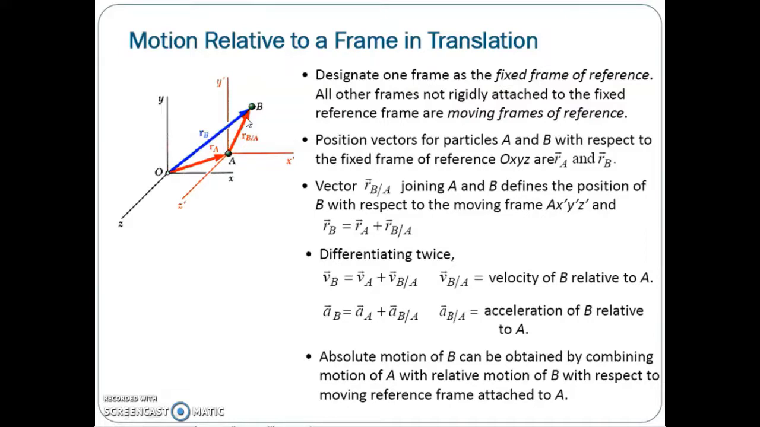The absolute motion of particle B can be obtained by combining the motion of A with the relative motion of B with respect to the moving frame attached to A. So if we have the information of VA or AA together with the relative motion VB/A or AB/A, then we can determine the absolute motion VB or AB.